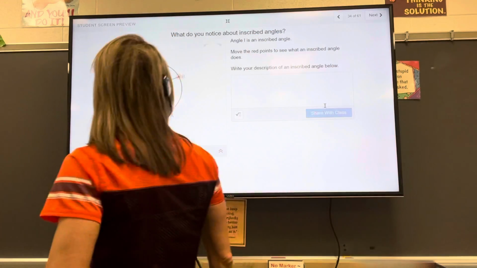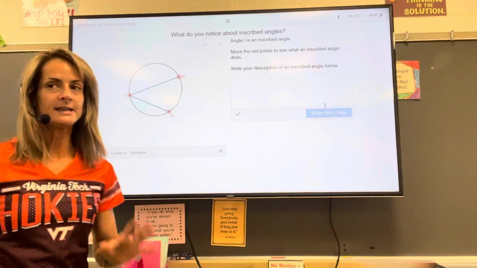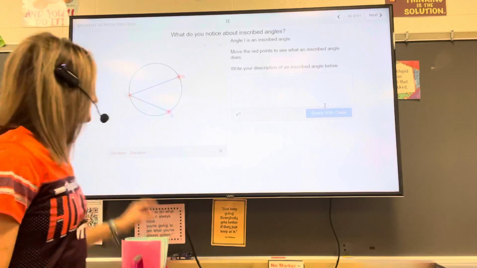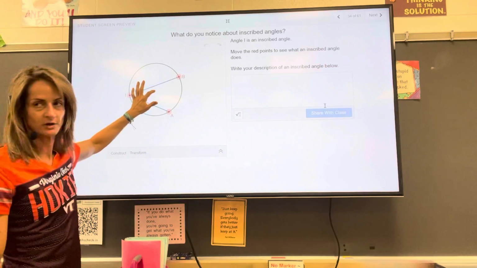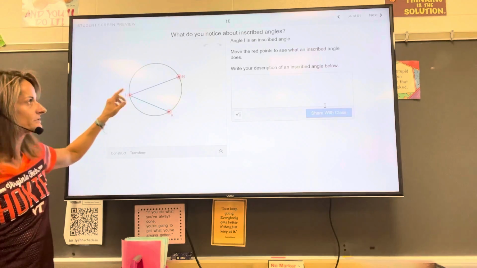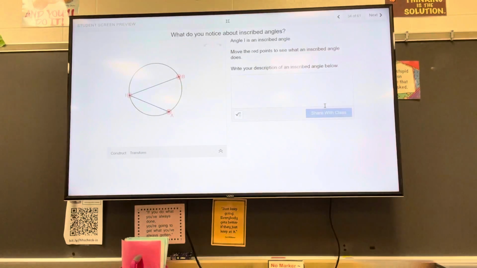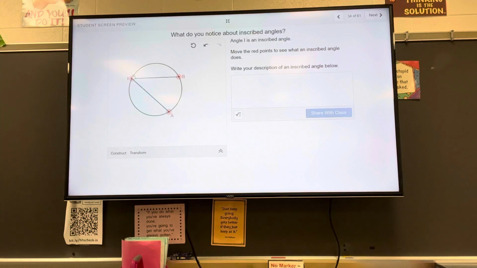Okay, what do you notice about inscribed angles? This is an example of an inscribed angle, okay? We've learned about central angles, where the vertex is at the center of the circle. An inscribed angle has its vertex on the other side of the circle. So this question is asking, move the red points to see what an inscribed angle does. And I think I'm just going to say, the vertex of an inscribed angle is on the circle.